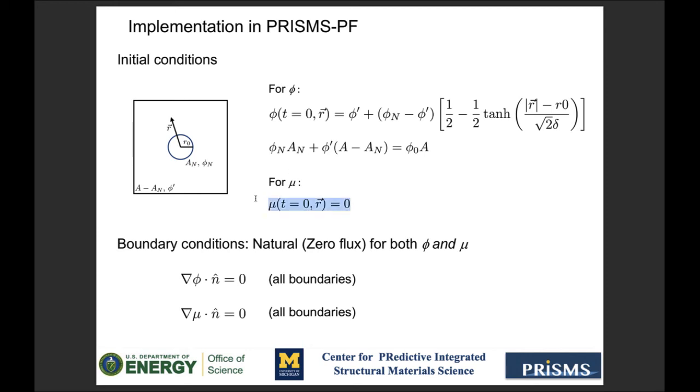Okay, so for mu, we will simply set it to 0 everywhere, but this does not matter because mu is calculated at every step and does not depend on the previous value. Finally, we will set the no-flux boundary conditions for both mu and phi, which will guarantee that the total amount of each species within the system is conserved, so that the average concentration is a constant.